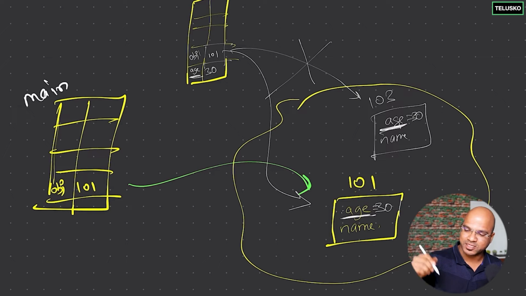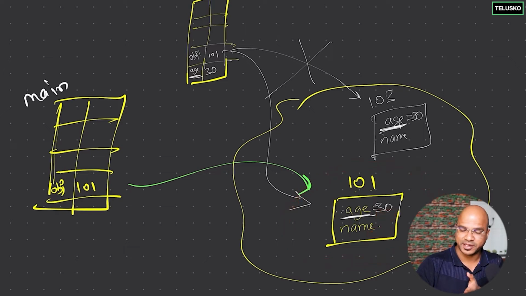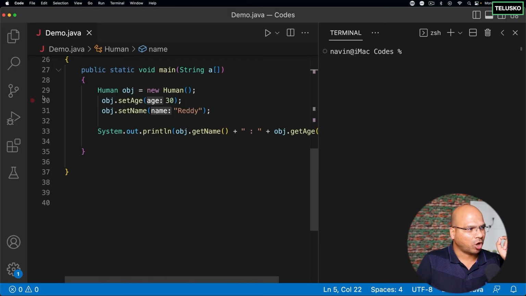And that object is getting created inside the heap memory. You can see this is the object we got. And of course, with that object, we have assigned the value for the age, we have assigned the value for the name as well, which is ready, but I have not written it here. But we know that the object is created. Now, if you observe line number 29, on this line, when you create the object, what happens?